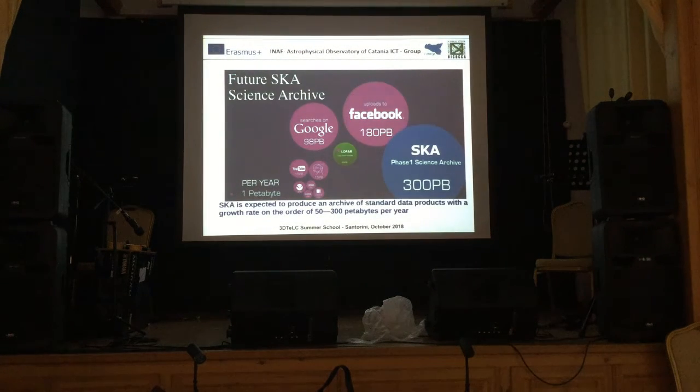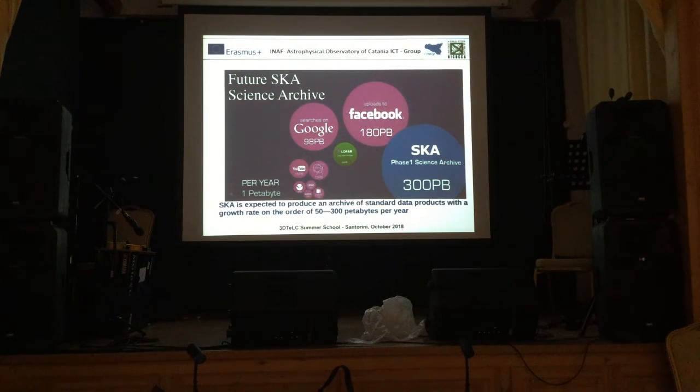And to understand how big it is, if you compare these numbers, SKA will produce about 300 petabytes per year. All of Facebook produces now 180 petabytes per year, and Google 98 petabytes per year. So there is an order of magnitude, more or less, comparable to the social networks that we use, in the data that we will have for SKA. So this is a big challenge for us, to manage the data that will come from the SKA survey.